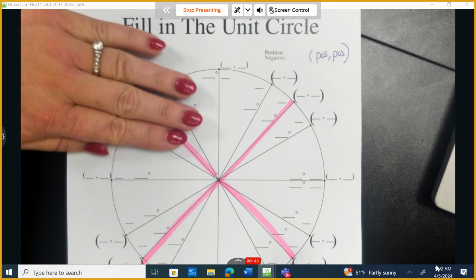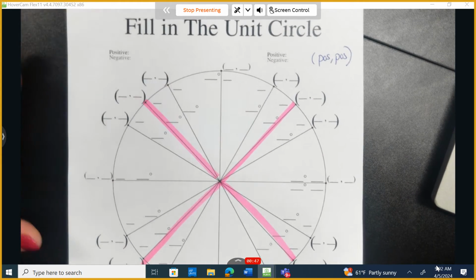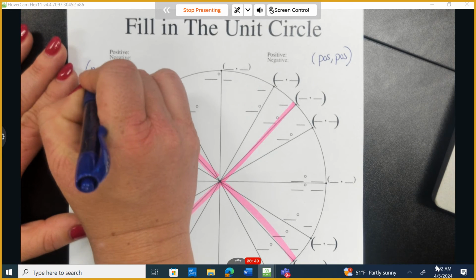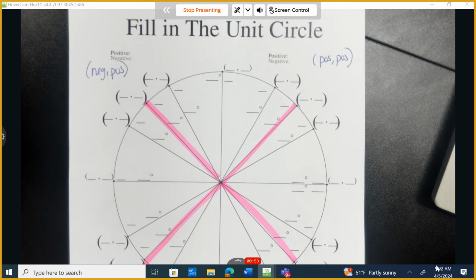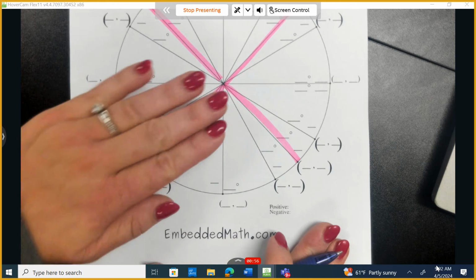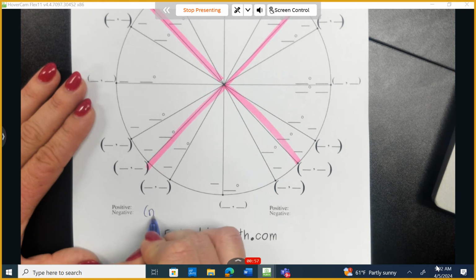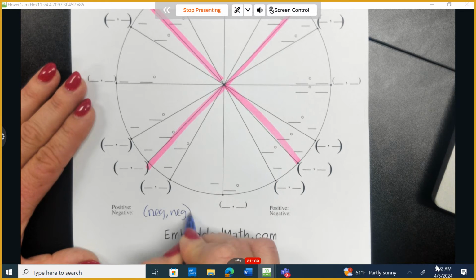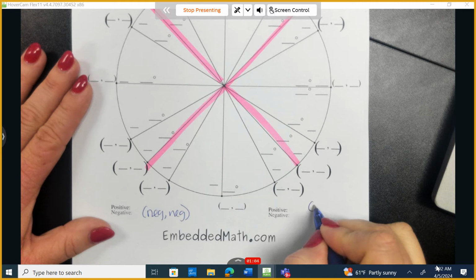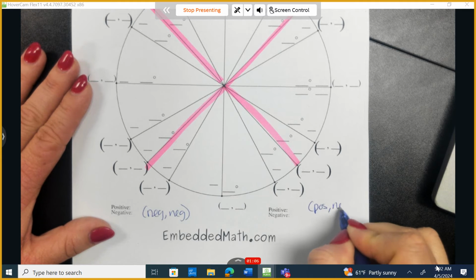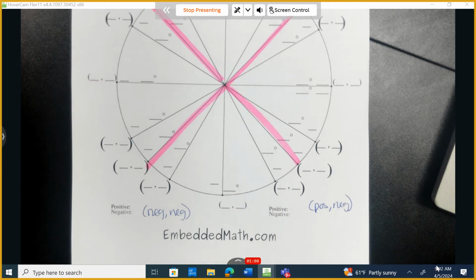Please write that down on your unit circle. This is quadrant 2. Where my hand is over, this is quadrant 2. In quadrant 2, the X values are negative and the Y values are positive. In quadrant 3, both the X and the Y are negative values. And in quadrant 4, the X's are positive and the Y values are negative.